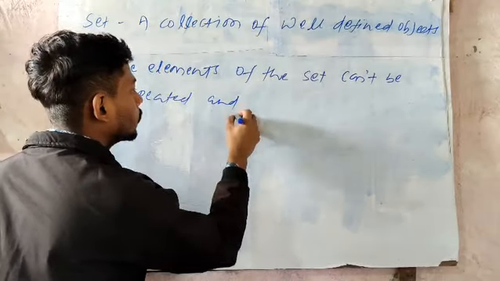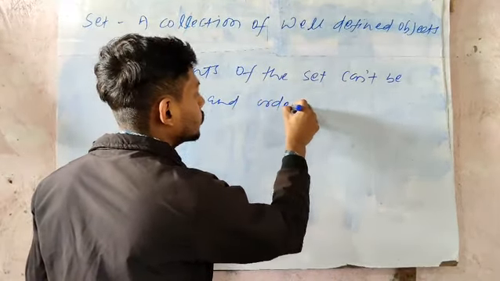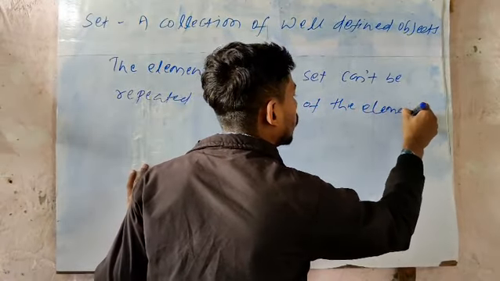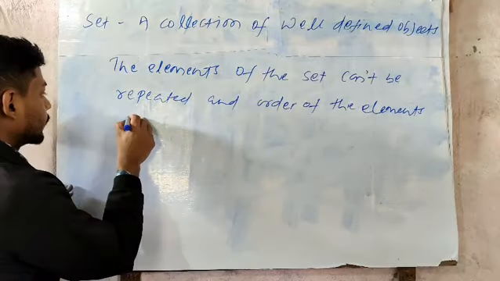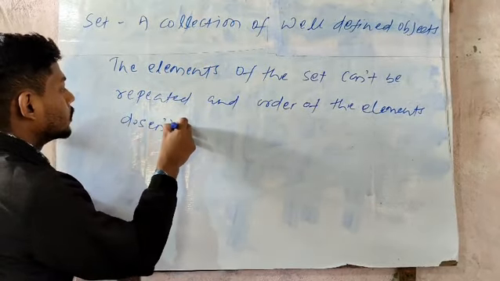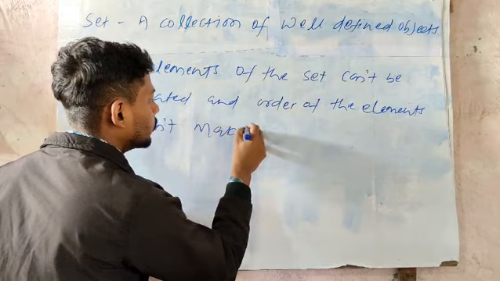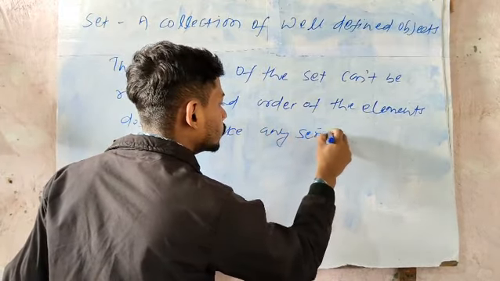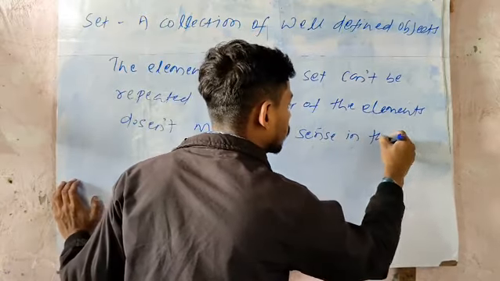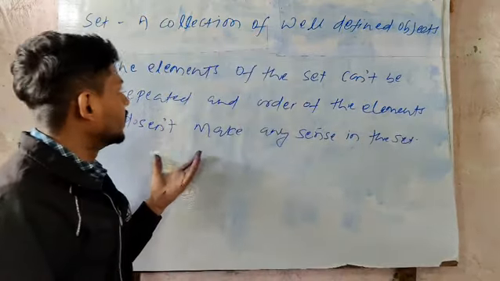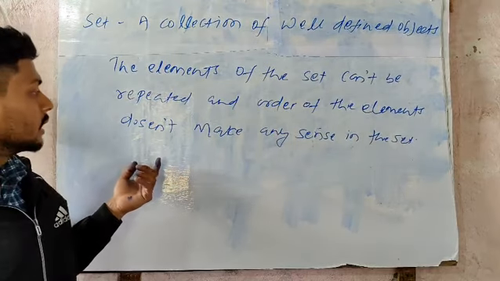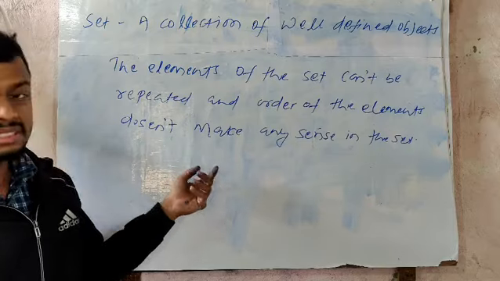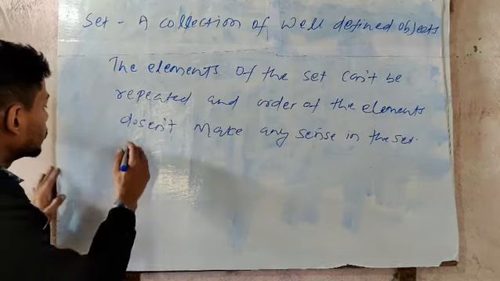and the order of the elements doesn't make any difference in the set. That is, we can't repeat any element in the set, and order doesn't matter. Order of the elements doesn't matter in the set. We can see examples.